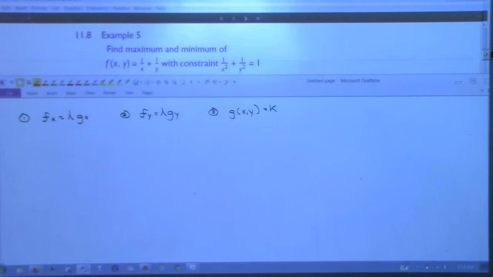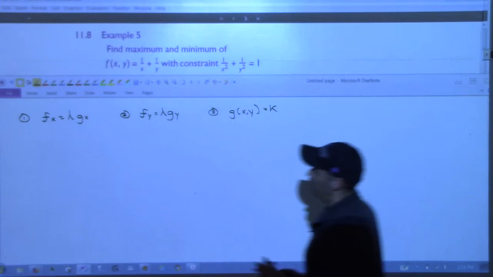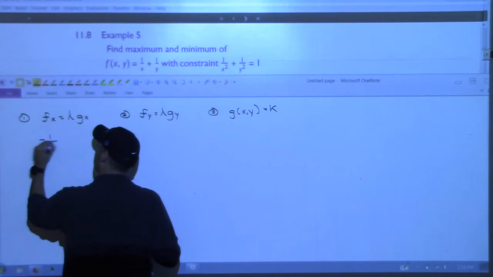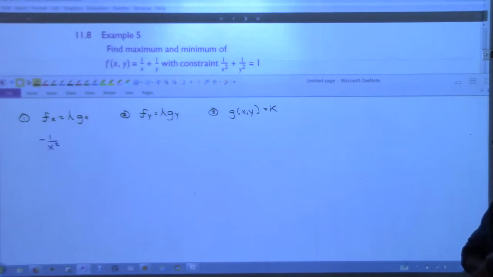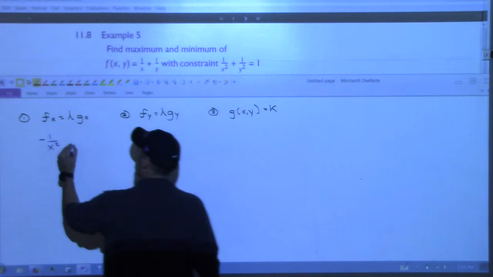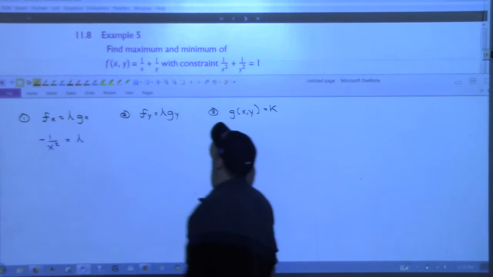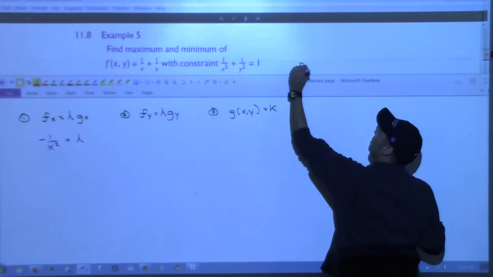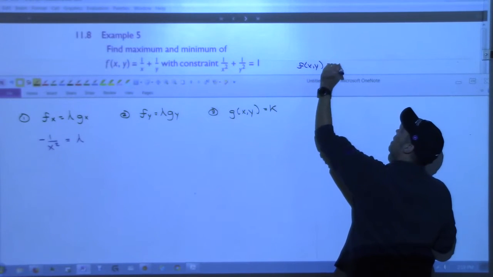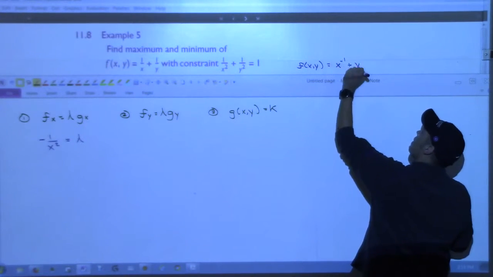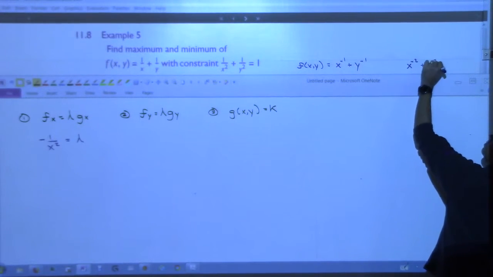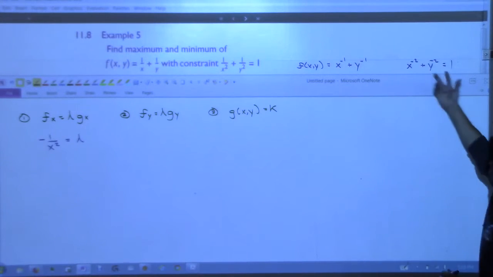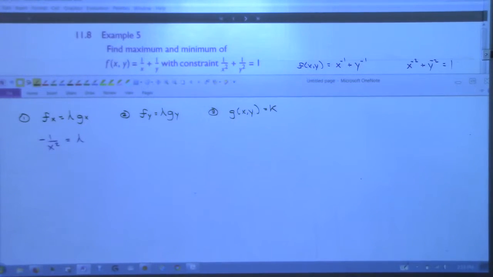What is the partial of f with respect to x? Negative 1 over x squared. Or you could say negative x to the negative 2, however you want to do that. And then lambda times equals lambda times. So this is like x to the negative 1 plus y to the negative 1. And then the other one is x to the negative 2 plus y to the negative 2 equals 1. So those are our two equations just rewritten so we can take derivatives a little easier.